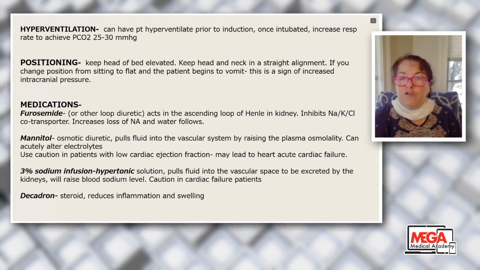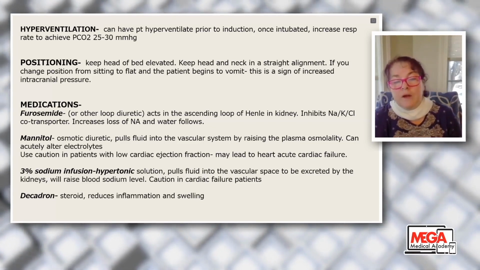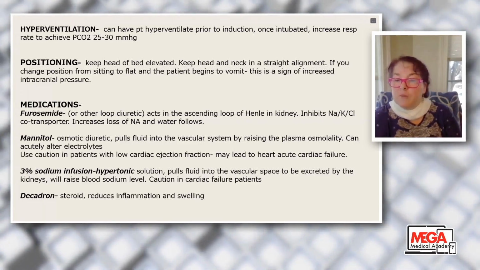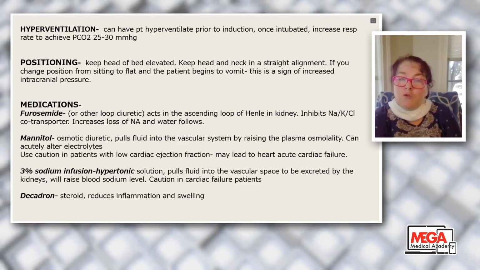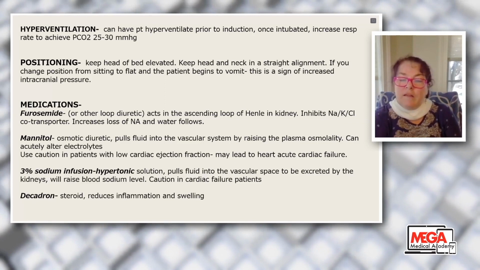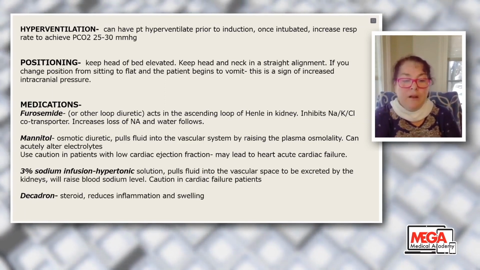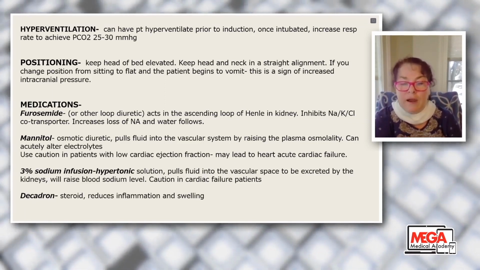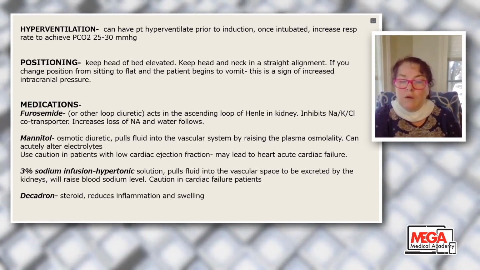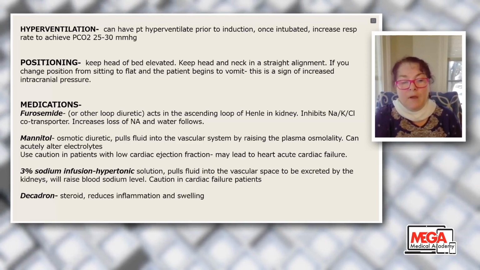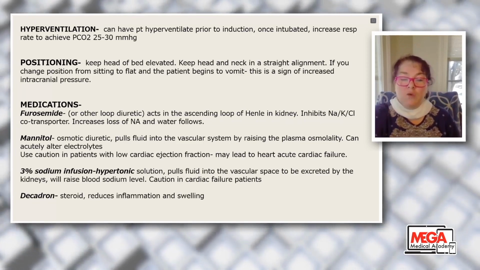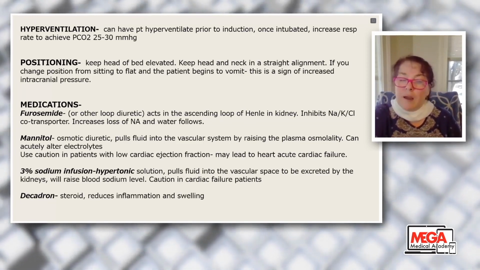And our medications, I'm going to go over these again. So medications, furosemide. Furosemide is a loop diuretic. It acts in the ascending loop of Henle in the kidney, inhibits the sodium potassium chloride co-transporter. It increases the loss of sodium and water will follow. Mannitol is an osmotic diuretic. It will pull fluid into the vascular system by raising the plasma osmolality. This can also acutely alter your electrolytes if you give it too rapidly.